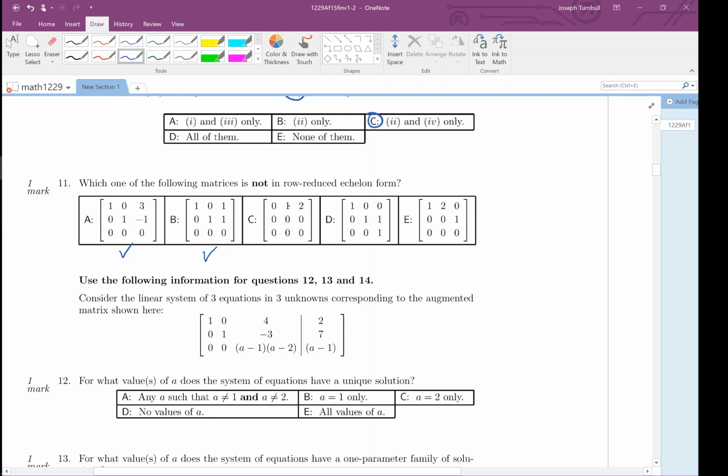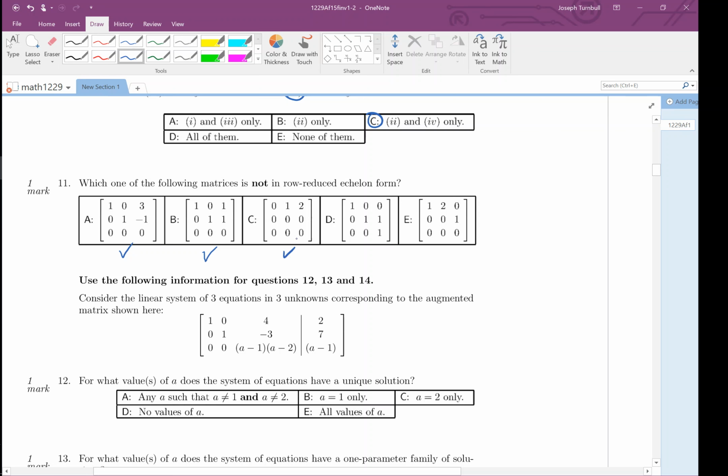Next over, there's a leading 1, and it's in the correct spot. The first leading 1 is at the top. So it's exactly where it's supposed to be. And the 2 beside it, you can't get rid of it. There's no 1 underneath that you could 0 it out with, so it's stuck.